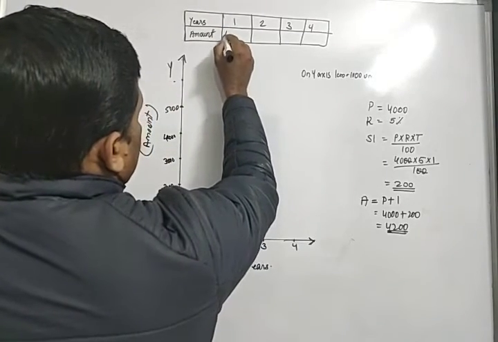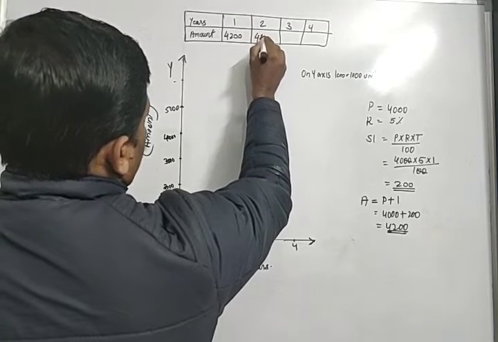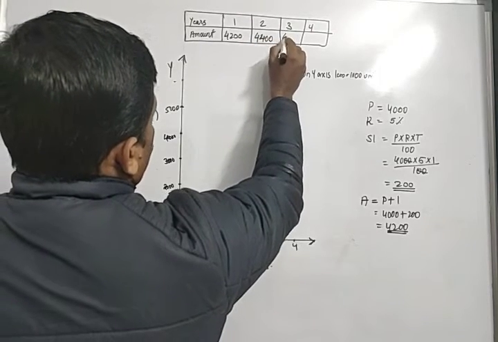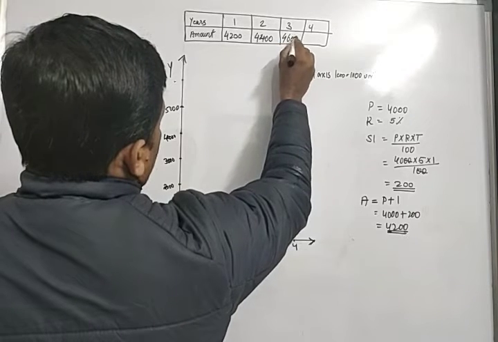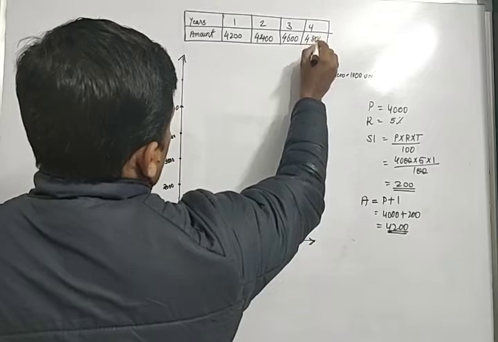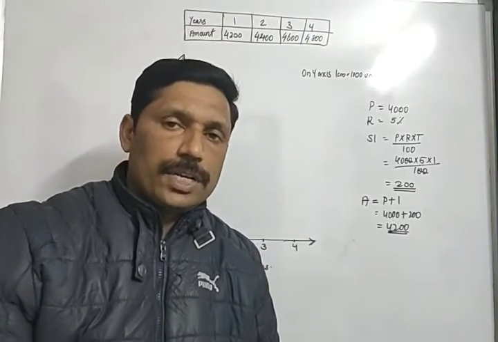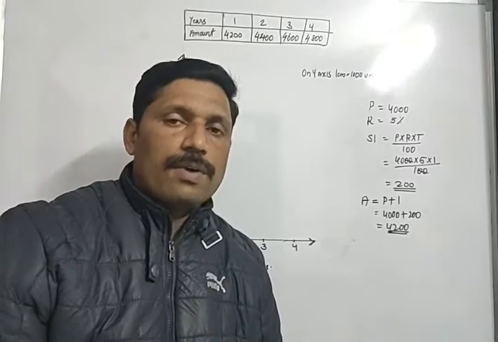when first year he gets 4,200 rupees, and next year he gets 4,400 rupees, and next year he gets 4,600 rupees amount, and next year the amount will be 4,800 rupees. So these are the amount of different years. That means till the end of 4 years we have calculated the amount.